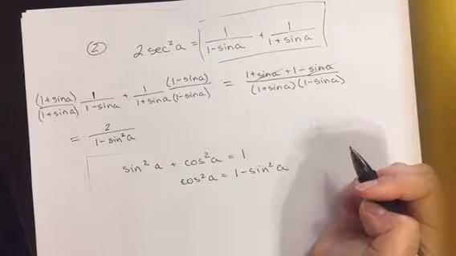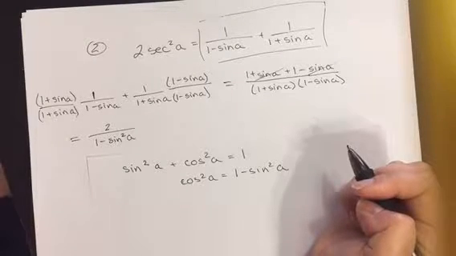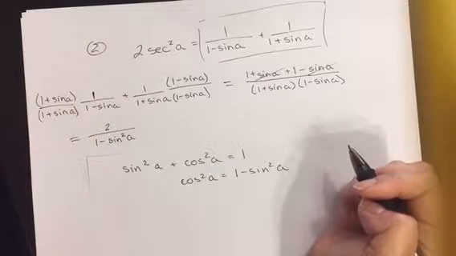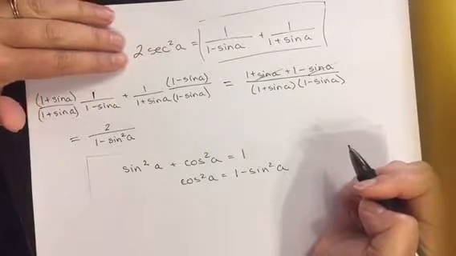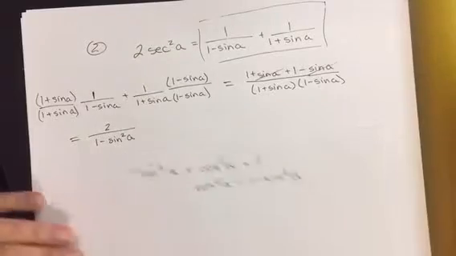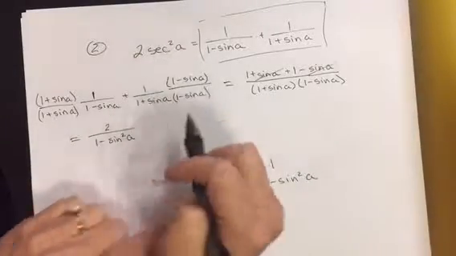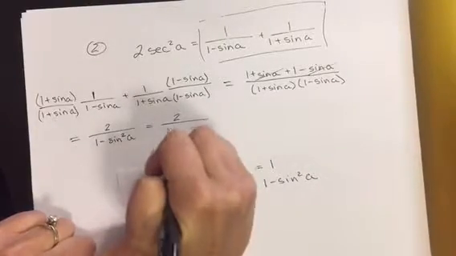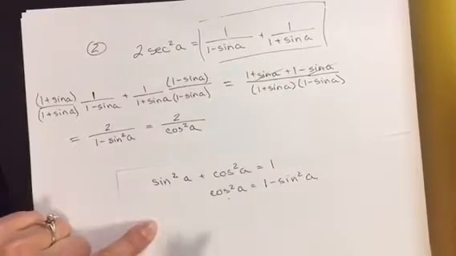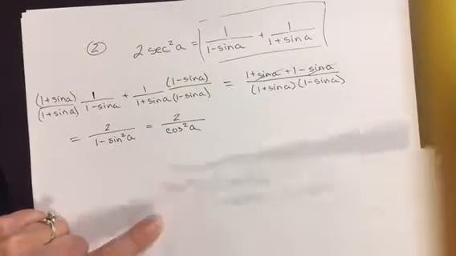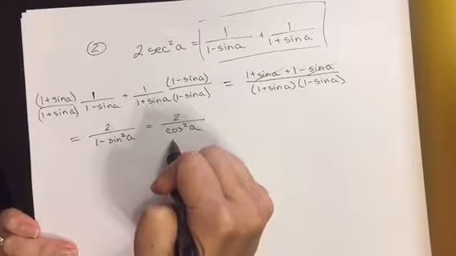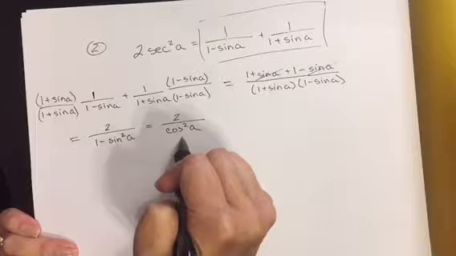And I know that cosine is related to secant by the reciprocal identity. So that's what's causing me to travel along this path. I'm working on getting to secant squared. All right, so I'm going to plug this in, and then I'm going to move this paper out of the way. So this becomes 2 over cosine squared a because of the Pythagorean identity. All right, let me move that out of the way. So now I have 2 over cosine squared a.